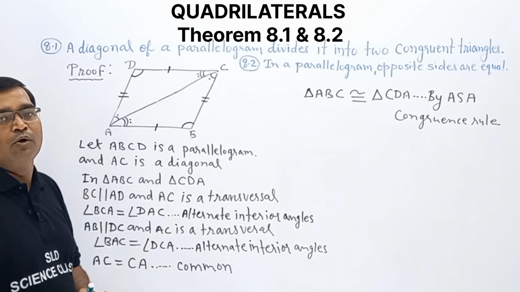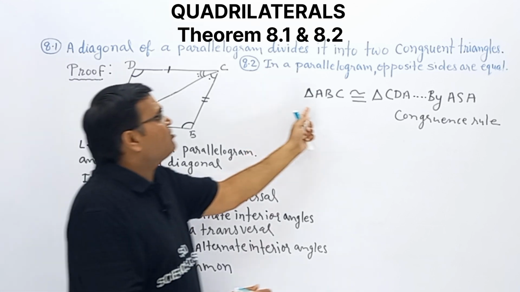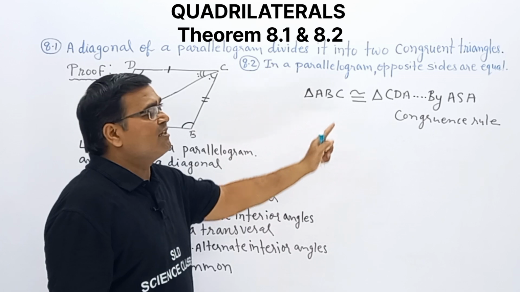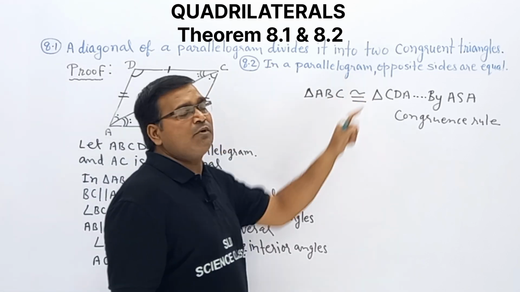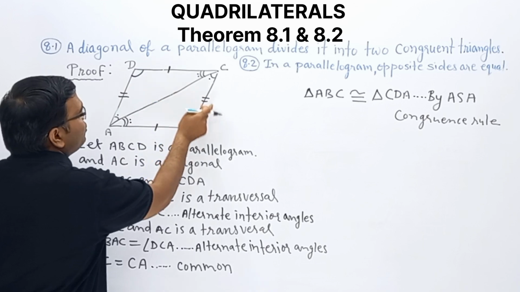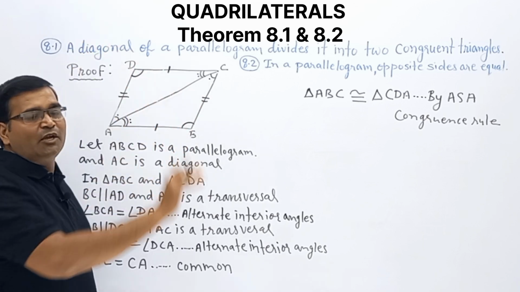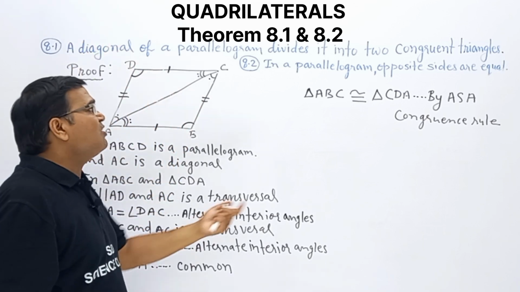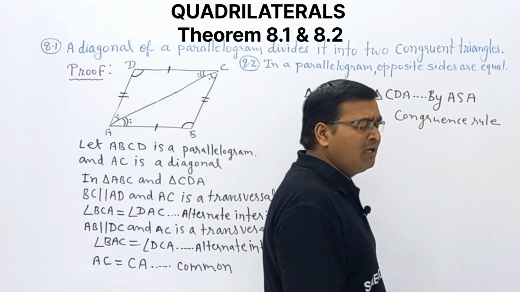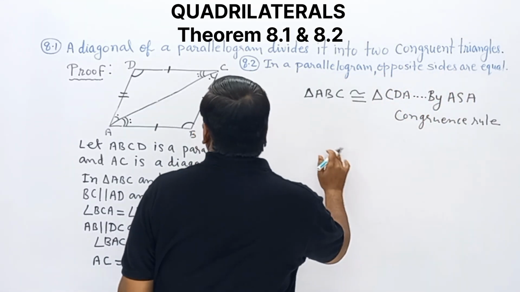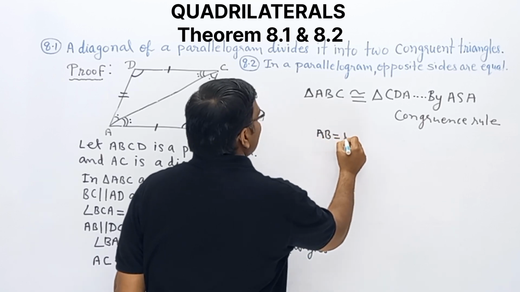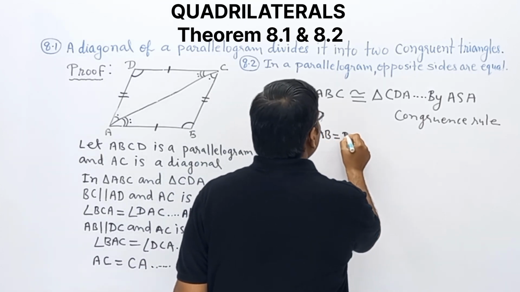We are having one law. These two triangles are congruent. It means corresponding parts of congruent triangles, for both triangles, will be equal. So automatically we can say this side will be equal to this one, this side equal to this one, this angle will be equal to this one. And this thing we want to prove in theorem 8.2: in a parallelogram, opposite sides are equal. Yes, no doubt at all. What? AB equal to DC. AB equal to what? DC.